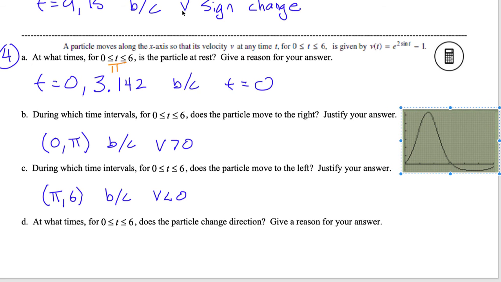Cool, and then from there, at what times does the particle change direction? The particle changes direction when it crosses through the x-axis, so not here at 0, but definitely at pi. So at t is equal to pi. Why? It's because you have a velocity sign change.